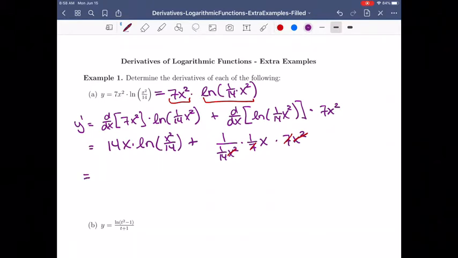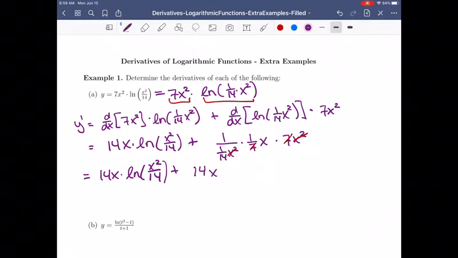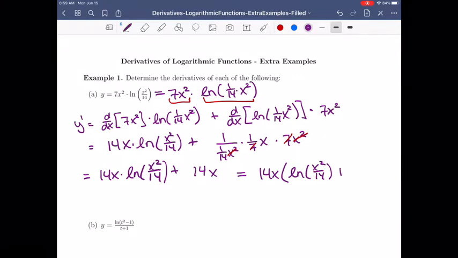Okay, so this is 14x times ln of x squared over 14 plus, now this is 1 over 14, 1 over 1 over 14 is the same as 14. Okay, and then the only thing left over is just an x. Oops, I forgot my bracket. So it looks like that. Now if we want, we could factor out 14x, and we would get ln of x squared over 14 plus 1. Okay, so that would be our derivative here.